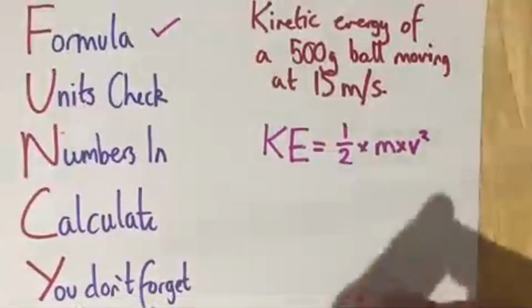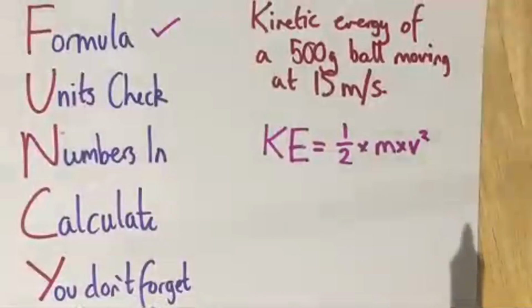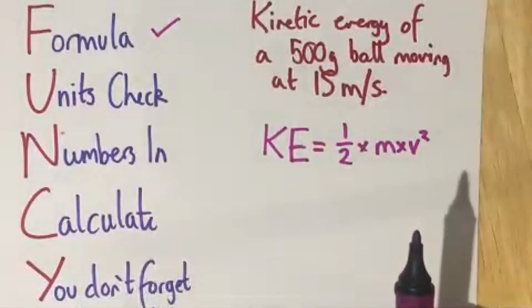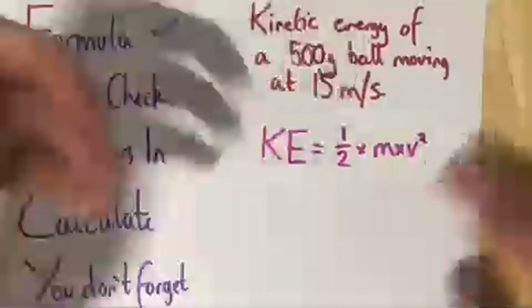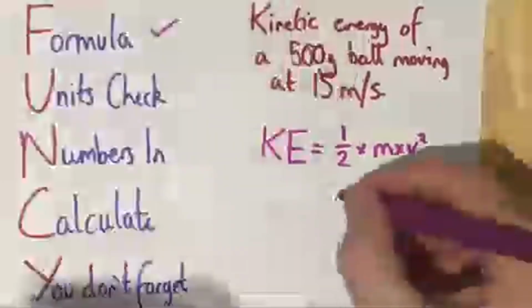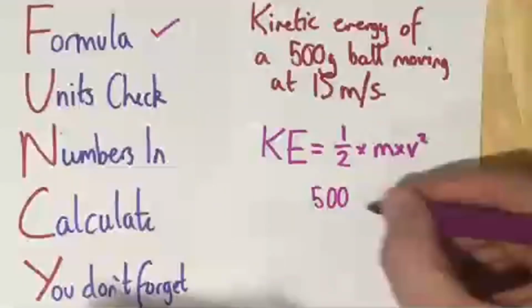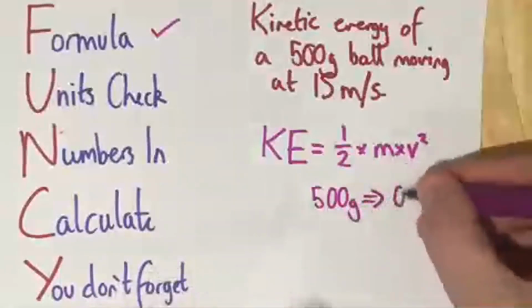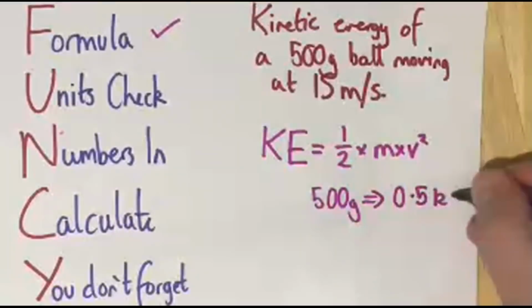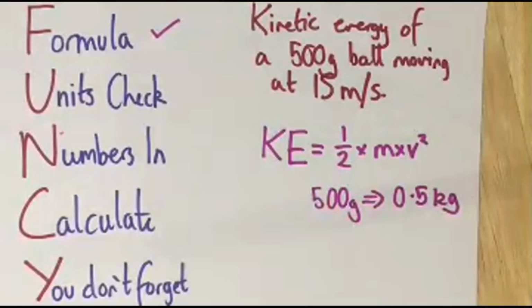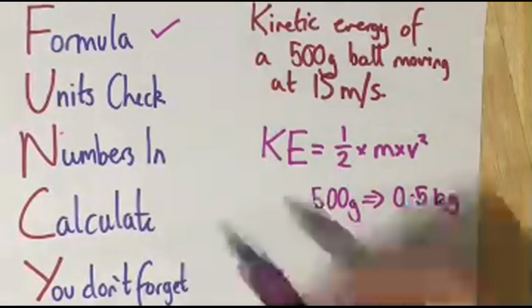Units check. You must make sure that you're always checking that the units are in the standard units. So this is 500 grams. Now the standard units are actually kilograms. So I need to put that 500 grams into kilograms. That is actually 0.5 kilograms, half a kilogram. So that's our units check.